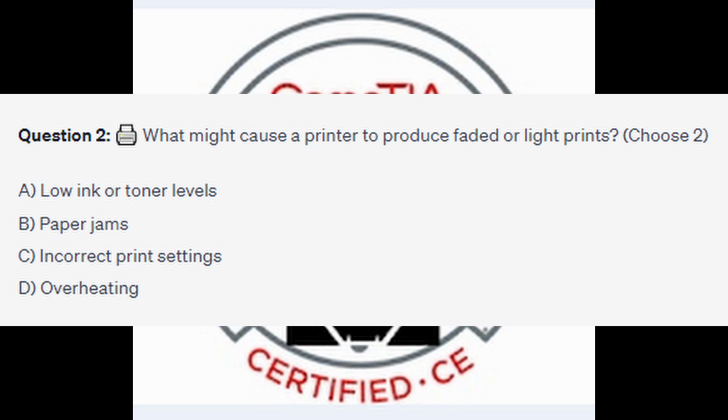Is it C, incorrect print settings? Or is it D, overheating? You now have 5 seconds.